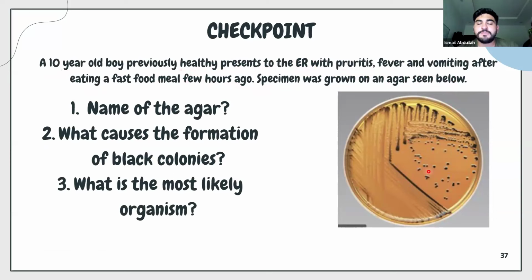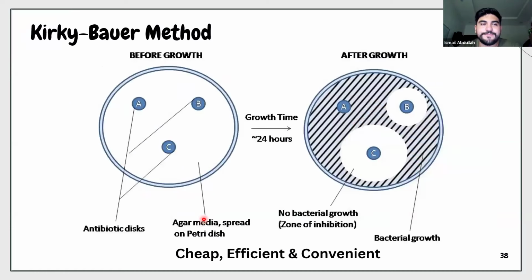And what causes the formation of these black colonies? Ferrous sulfide reacting to form H2S. Yep. So honestly, when you get this question, just write H2S production. That's it. Simple as that. What is the most likely organism? Salmonella. Why not Proteus? I guess because of the fast food as well. Yep. So this is actually a case of food poisoning. Okay. So it's Salmonella. Good job.